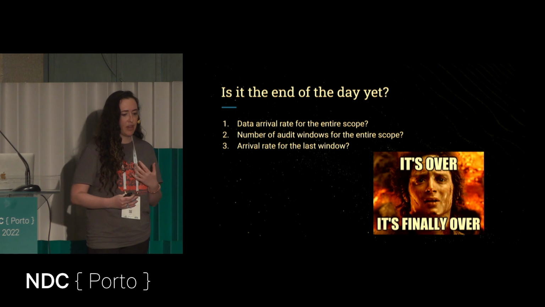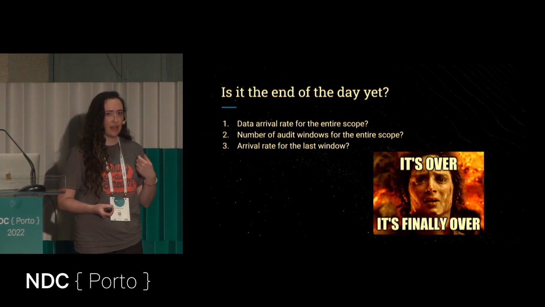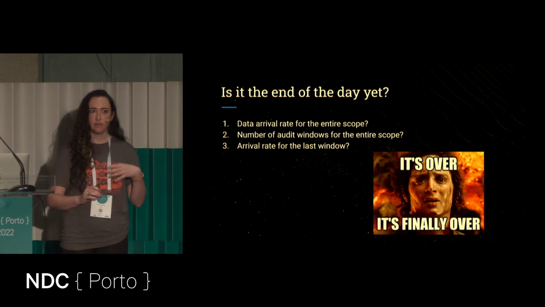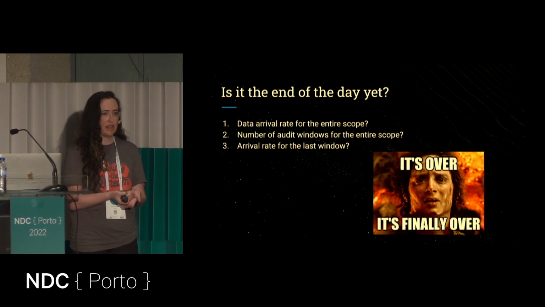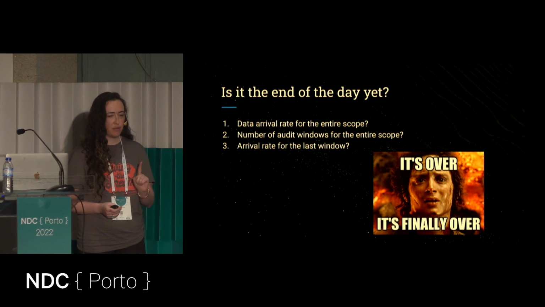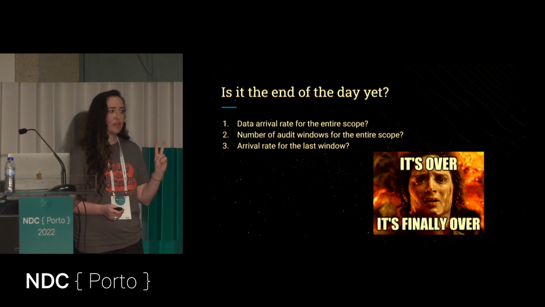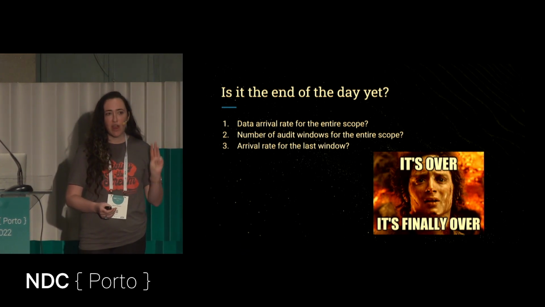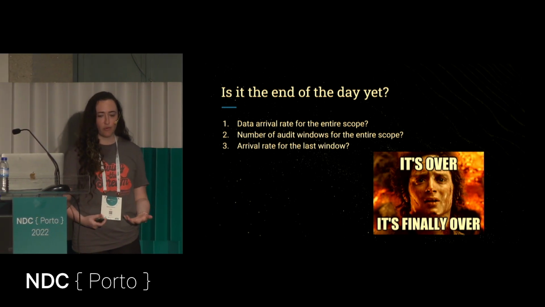Sometimes we'd get a data arrival rate that was really, really low. So at this point, we realized that we might get a skew in our calculation of the arrival rate. So we said, okay, let's use the arrival rate for the very last window as an indicator of whether the day was over or not. So only if the data arrival rate for the entire scope is just fine, and the number of audit windows for the entire scope is also okay, but also the arrival rate for the very last window is also great, only then, yes, the day is actually over.